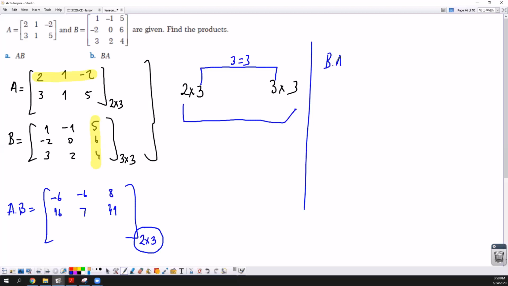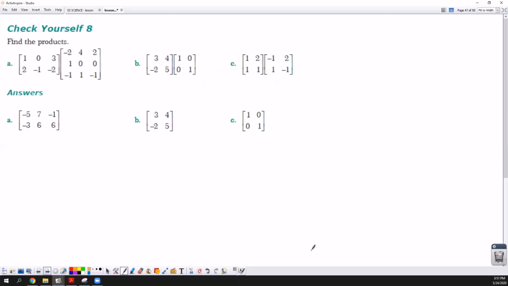To find B times A with the same path, we are going to have different entries. I would like to let you solve it actually. At the end, you're going to see that B times A is not equal to A times B. For basic arithmetic operations, we know that A times B is equal to B times A, but for matrices, it's very different. Check yourself.